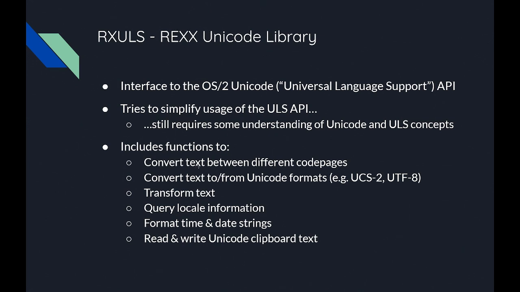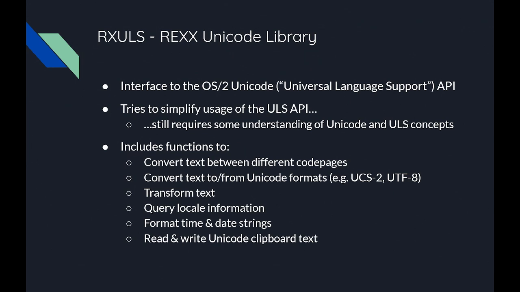RxULS, which is the REXX Unicode library. This, in my opinion, is possibly the most interesting of all of them, and potentially useful, depending. So ULS, or Universal Language Support, is the name given to the OS/2 Unicode support subsystem, the Unicode API, basically. So RxULS tries to simplify access to the ULS API. That said, simplified it may be, but it does still require some understanding of Unicode and ULS concepts.